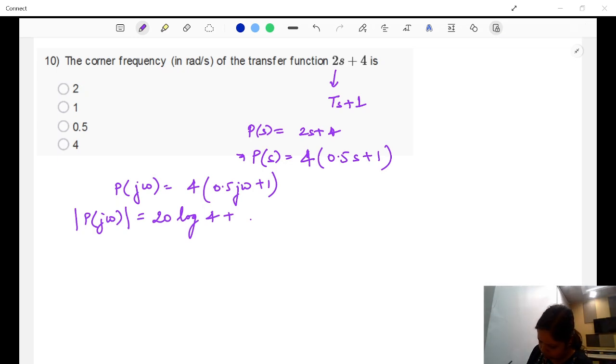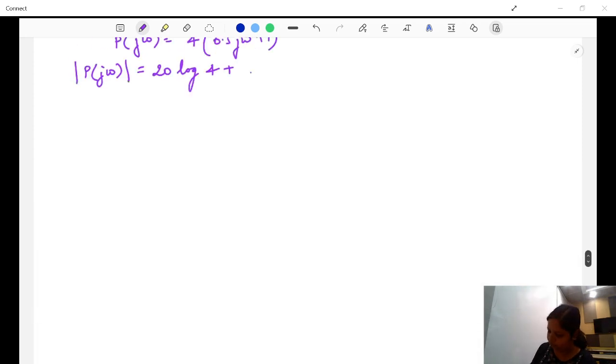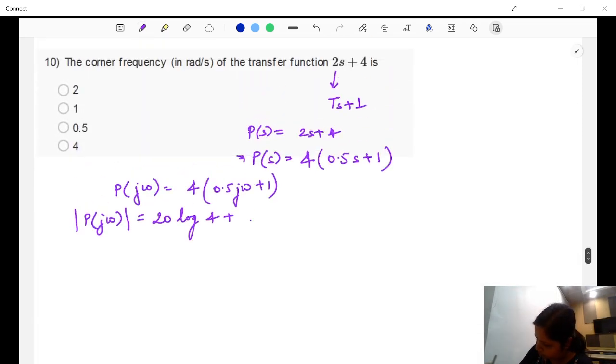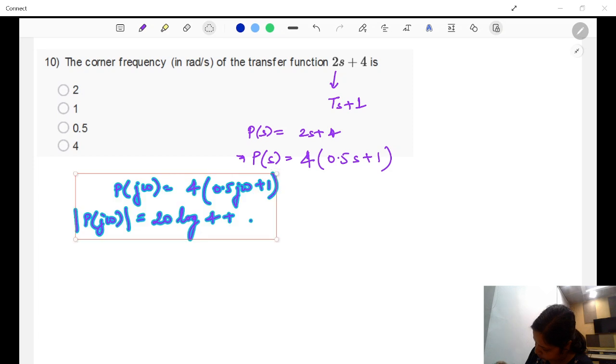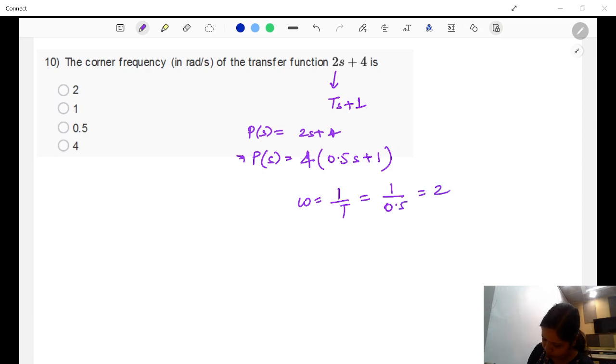He asked only corner frequency, madam. Yeah. We'll need this actually in the next question probably. I'll write it there only. From here you can find out what is the corner frequency, and corner frequency is 1 upon T, and 1 upon 0.5 is 2.